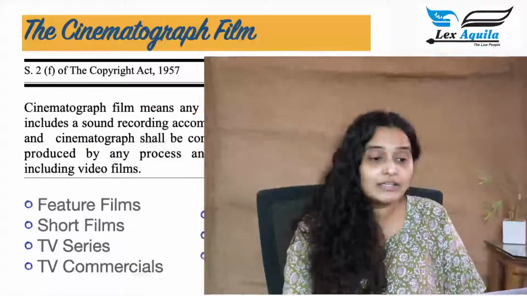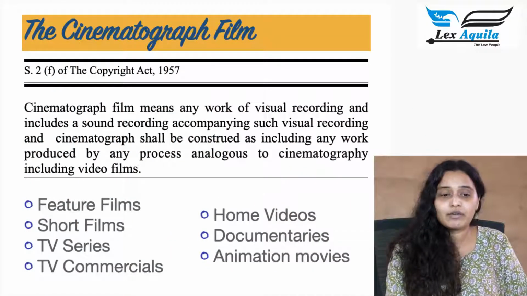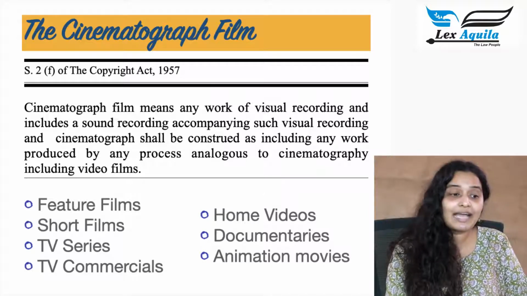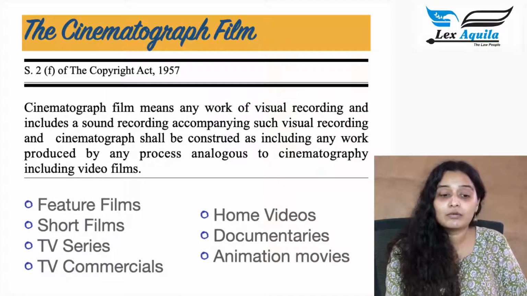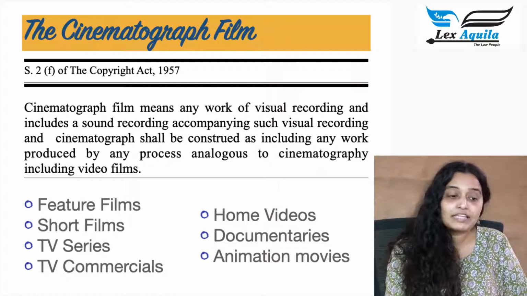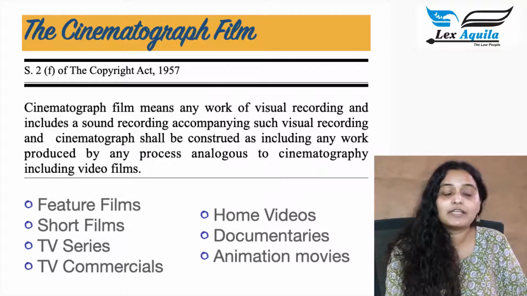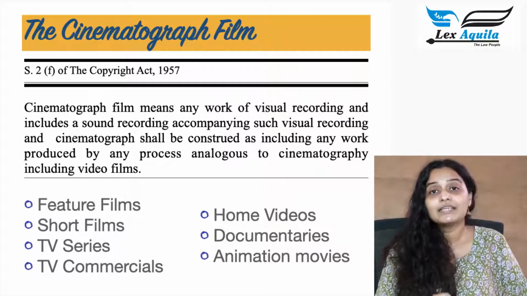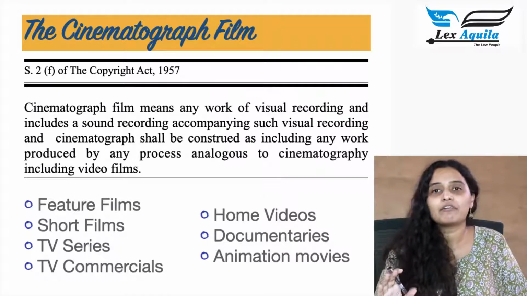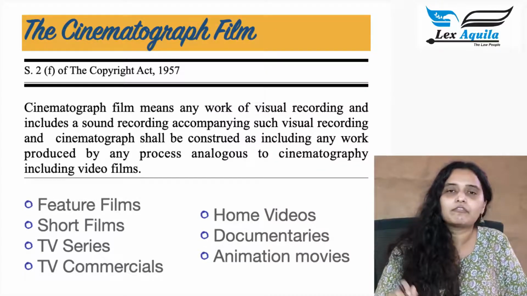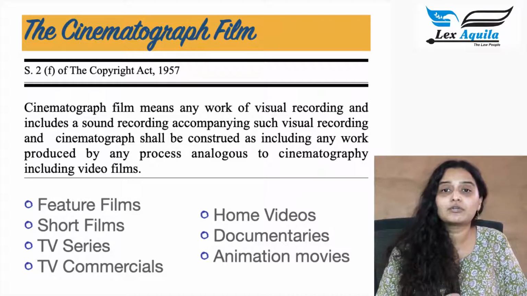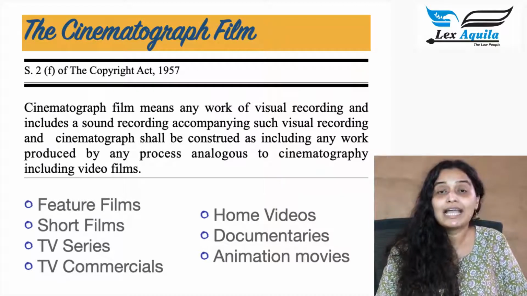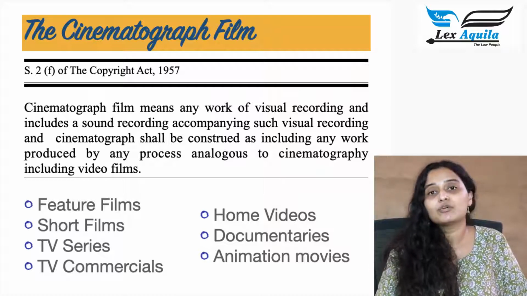The term cinematograph film is defined by the act to mean a work of visual recording and includes a sound recording accompanying such visual recording, and cinematograph shall be construed as including any work produced by any process analogous to cinematography, including video films. What this means is that the definition of the word cinematograph film in the Copyright Act is wide enough to include both commercial ventures as well as home videos. Commercial ventures could be feature films, short films, documentaries, animated movies, TV commercials, and so on.